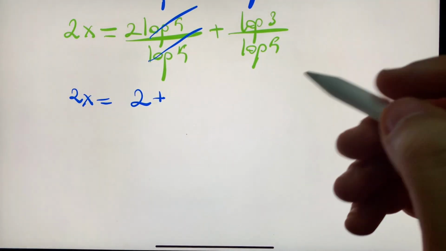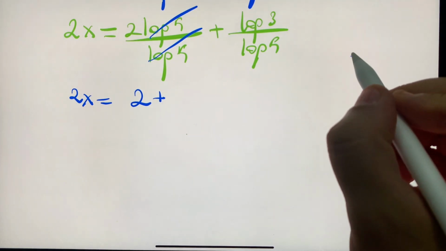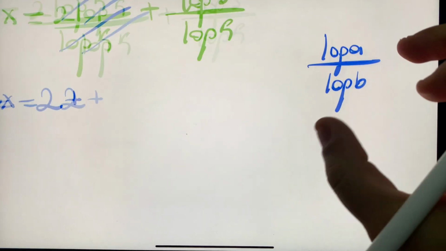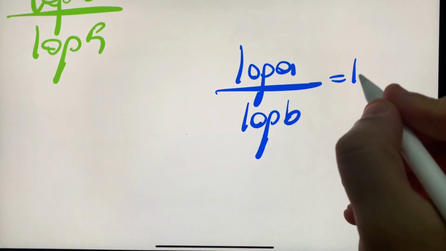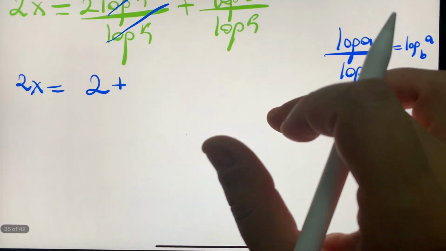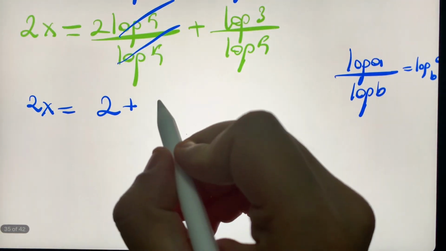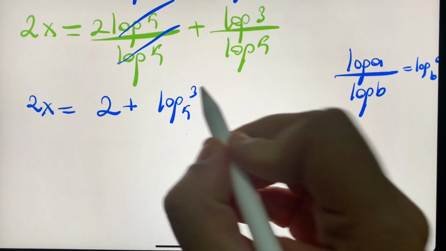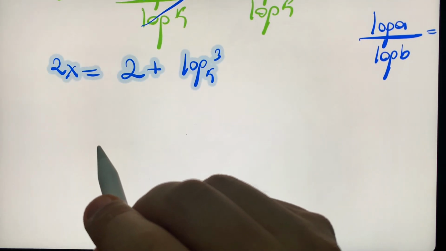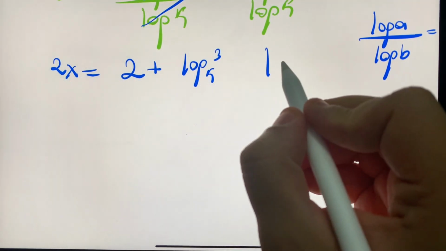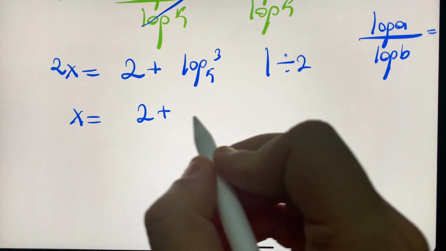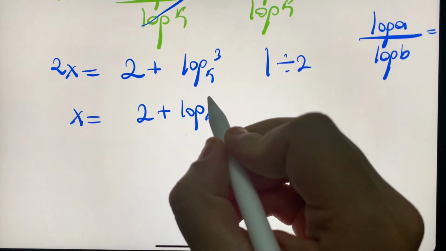Due to the property of logarithm, how can this expression be written? Logarithm a over logarithm b, we could write as logarithm base b of a. So then logarithm 3 over logarithm 5 has turned into logarithm of 3 in base 5. Of course, because he wants x from us, we need to divide both sides by 2. Then the expression we call x is: 2 plus logarithm base 5 of 3, divided by 2.